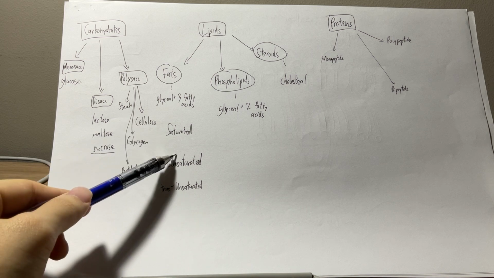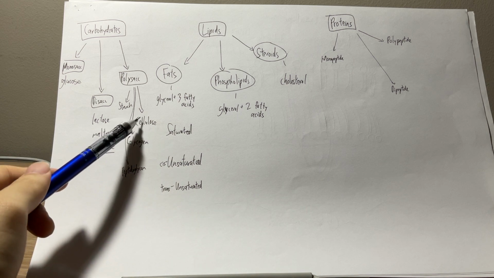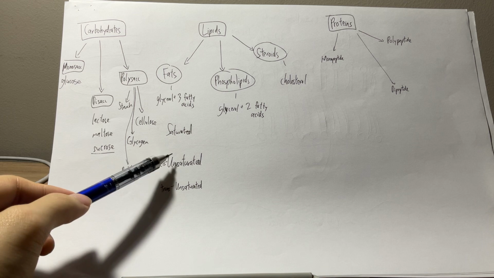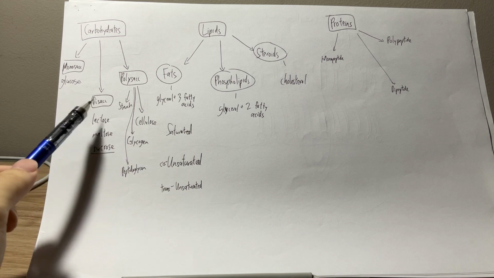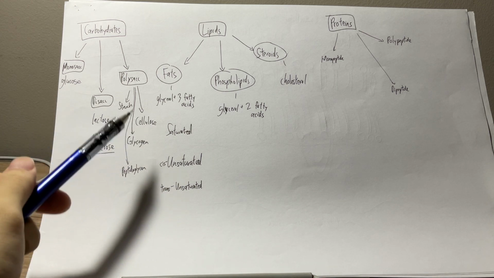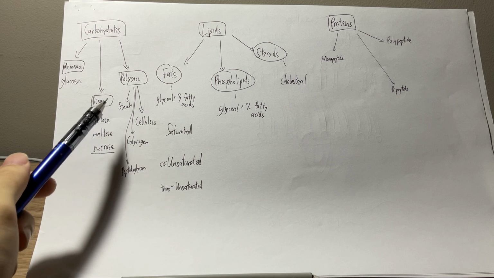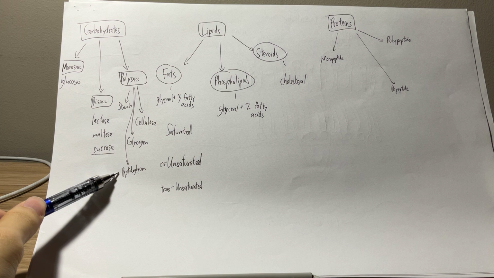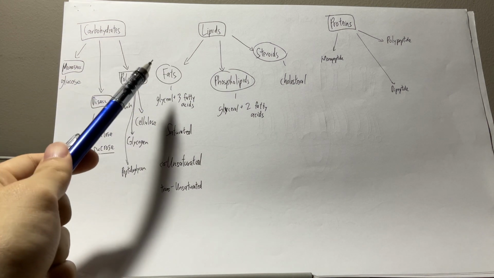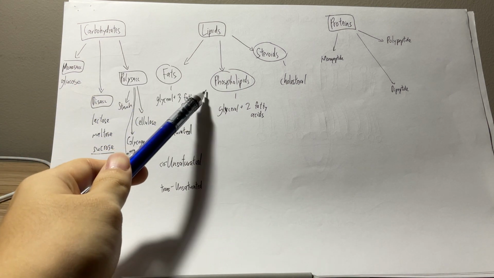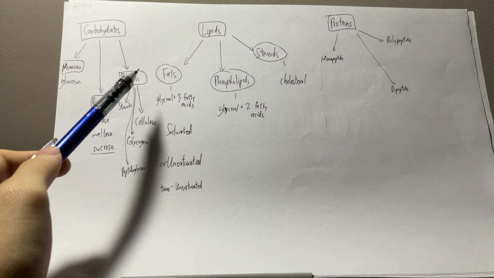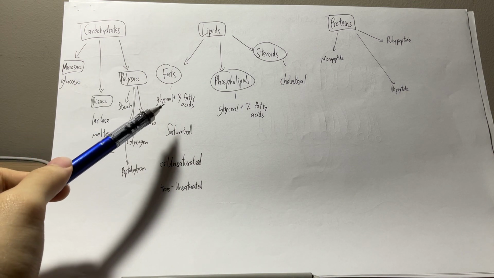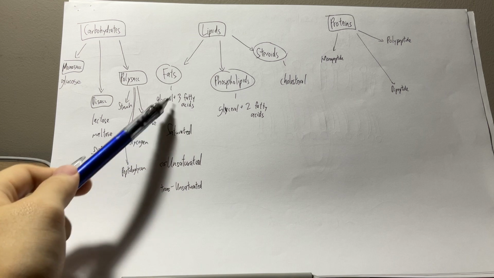Cellulase is what enables the digestion of cellulose. Usually that's found in cattle when they eat grass, because grass basically consists of cellulose. There's glycogen and there's peptidoglycan. We have lipids, there are 3: fats, phospholipids, and steroids. Fats basically consist of 3 fatty acids and 1 glycerol.